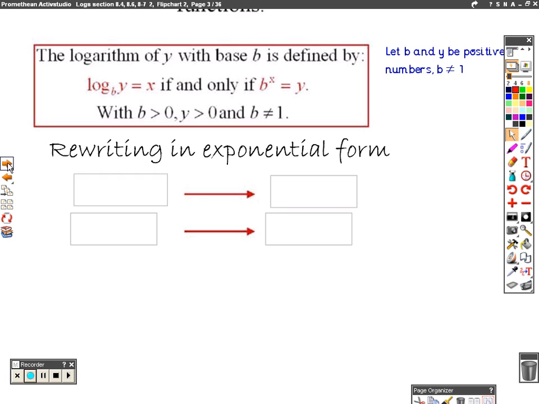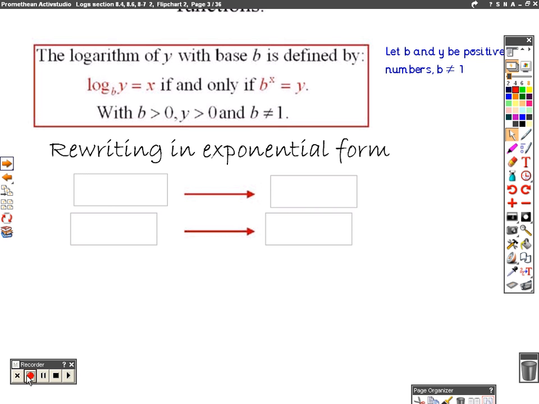All right. So we've got the formal or official definition of the log. The logarithm of y with base b is defined by this. Log base b of y is x if and only if b to the x power equals y. With b being greater than 0, right? So we're not having a negative base, just like our exponential functions. And y has to be greater than 0. So we're not talking about, let's see, what are we not talking about?